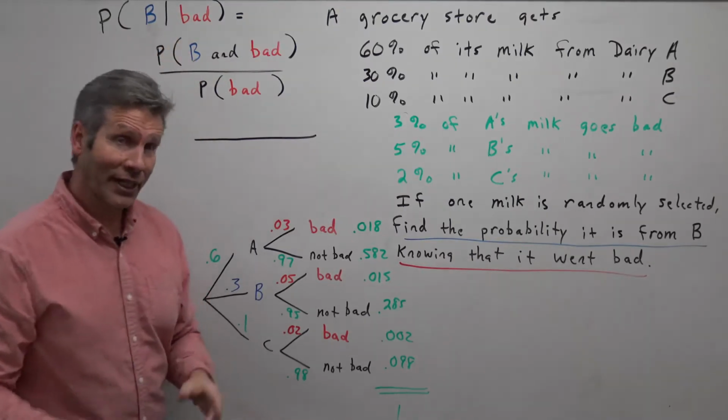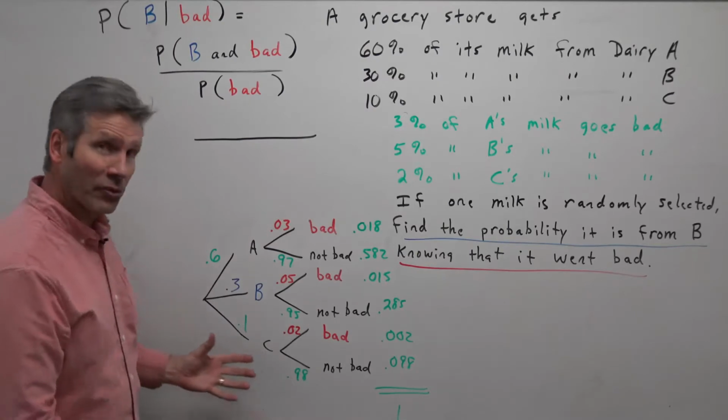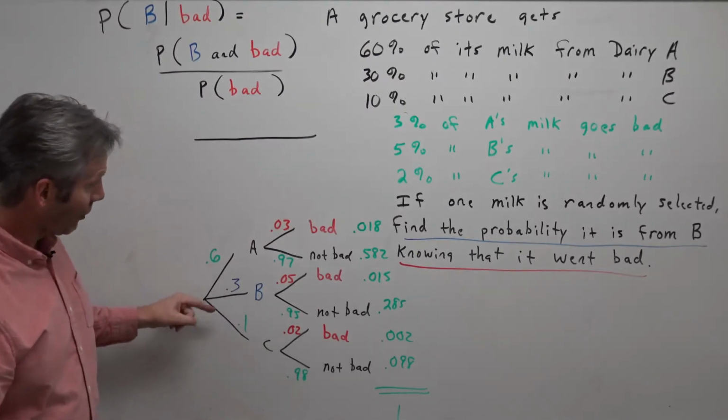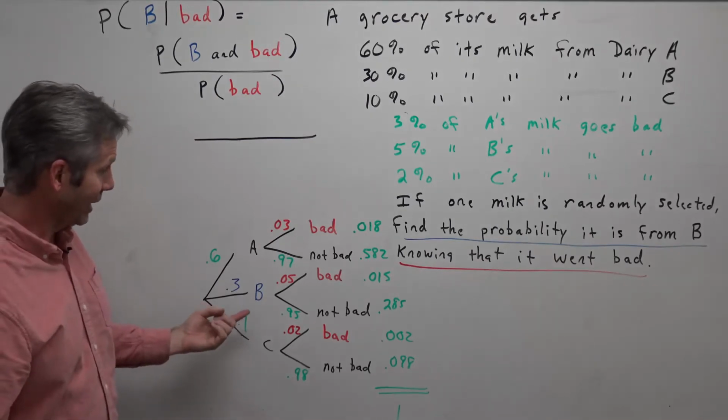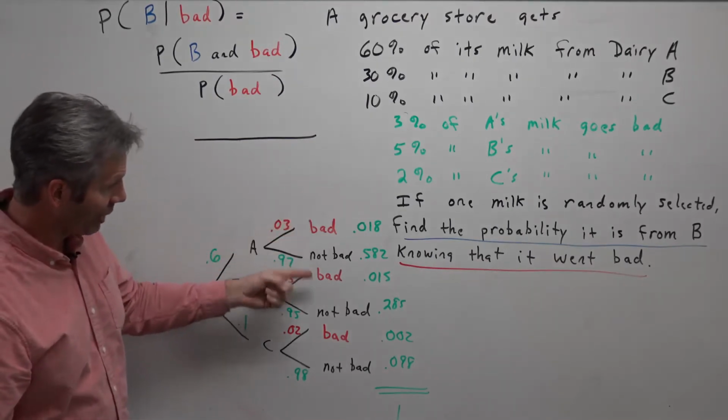All right, now, good idea. Whenever you have these types of problems, make a tree diagram. Weight all the branches with the information that was given to you, and then I did color coordinate a little bit. Blue is B and red is bad.